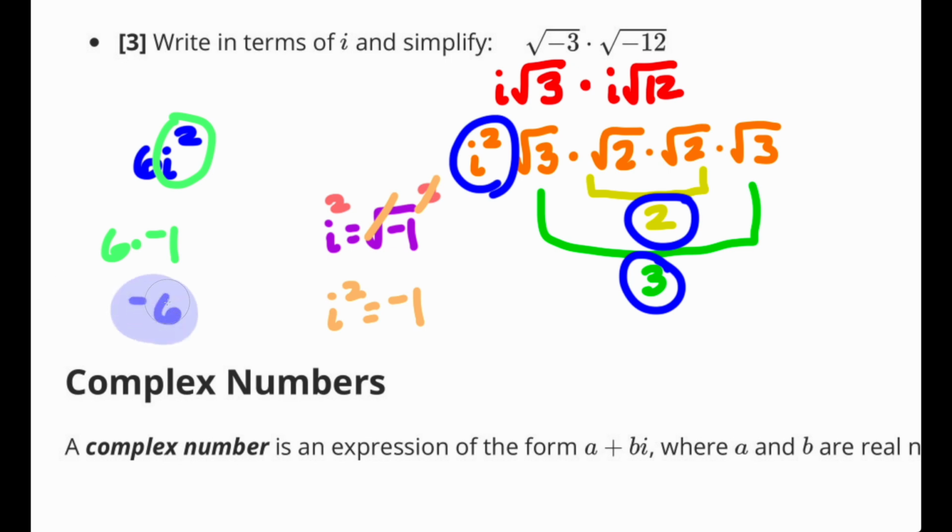So again, it says write in terms of i. There is no i because i squared is equal to negative 1, so you're not actually going to see an i in this problem, and not all of them are going to have i. It is important to understand that, but you still do have to simplify it, and then if you do, you get negative 6 for the answer.